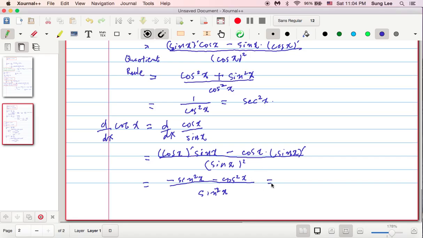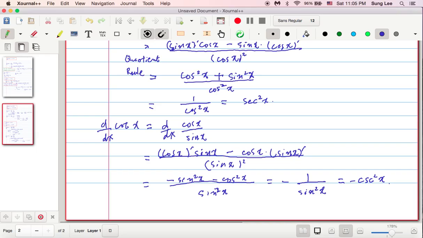Okay, now these two terms have a negative 1 in common. So if you factor out negative 1, what remains is sine squared plus cosine squared, which equals 1. So I have negative 1 over sine squared x. 1 over sine is cosecant, right? So that's negative cosecant squared x.